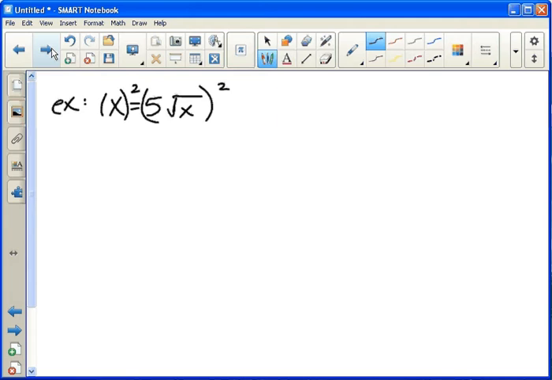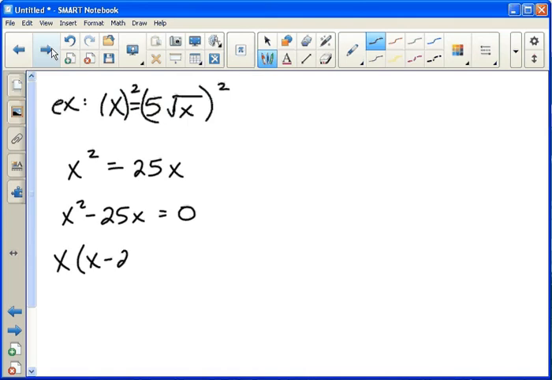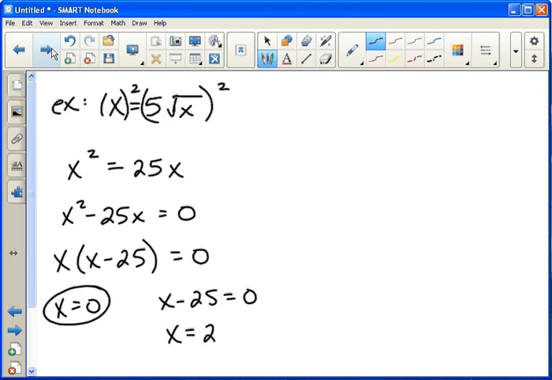So x squared is just x squared. Now make sure you square everything. So I have to square 5 and get 25. And square root of x squared is just x because it cancels out the square root. Okay, then this should look like what we did before with polynomials, where we're going to need to factor. So subtract 25x from both sides and say, okay, what do these two have in common? Well, they have an x in common. So then I can set both of these equal to 0. x equals 0, x minus 25 equals 0, and that gives me x equals 0, and if you add the 25 over, it gives you x equals 25.